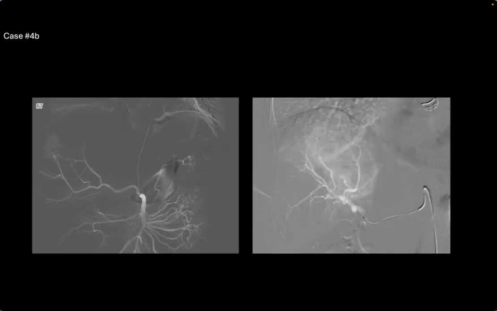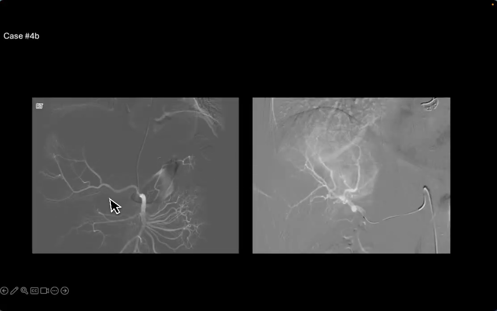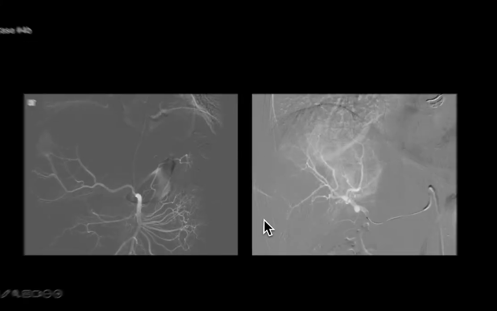All right, here's case 4B. Name the variants. All right, so what we're seeing here is a replaced, in this case it's actually an accessory right hepatic artery. This is a celiac angiogram, and we see that there's portions of the right hepatic that are opacified here, but we're missing a segment, and it's arising off of the SMA. So this is an accessory right hepatic rather than a completely replaced right hepatic artery.